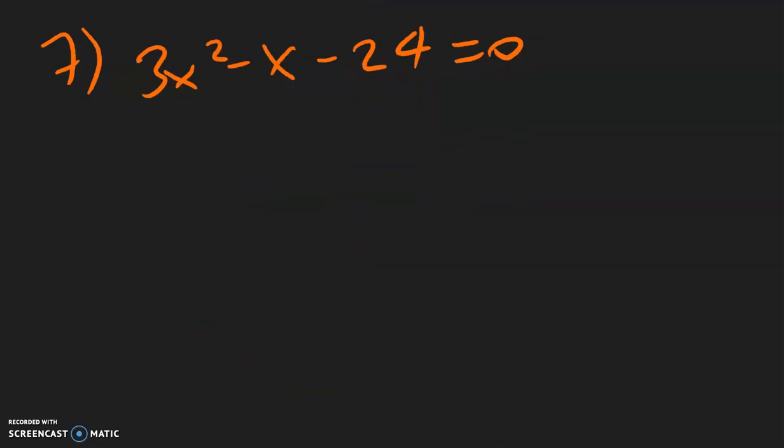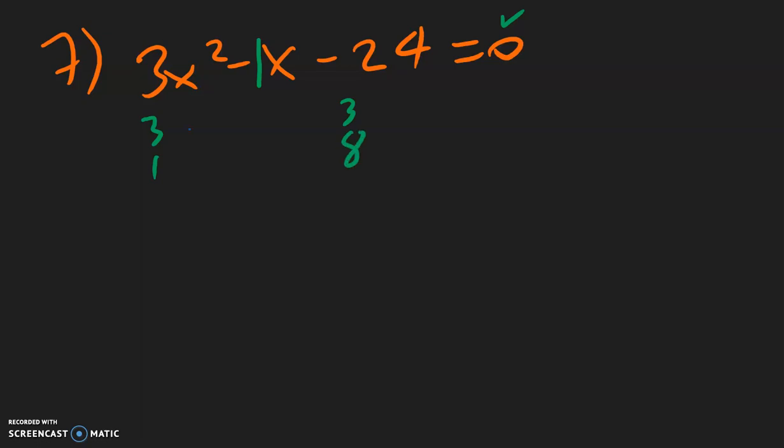For number 7, we have 0 on the right side, so that's good. And this is all in standard form, so we have the x squared term, then the x, and then the constant negative 24. So let's put a 1 in front of this. So we have a negative 1 in front of the x. So let's break up the 3. We can do 3 times 1. And break up the 24. We can do 3 times 8. Let's try that and see if that works.